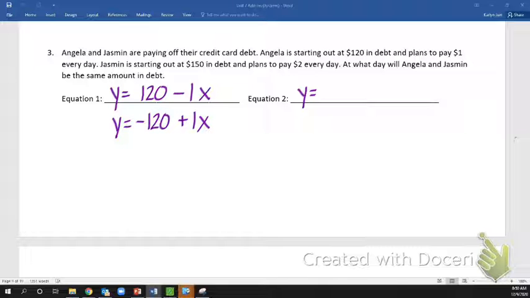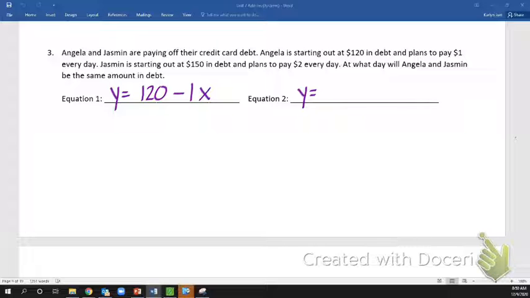Either one of those is fine, but you have to be consistent. Whichever way you do it in the first equation, you have to do it the same way in the second equation. And again, notice, both of the signs are opposite. If the 120 was negative, the 1x is positive. If the 120 is positive, the 1x is negative. So again, if you thought of it one way rather than the other, that is completely fine. You just have to stay consistent.